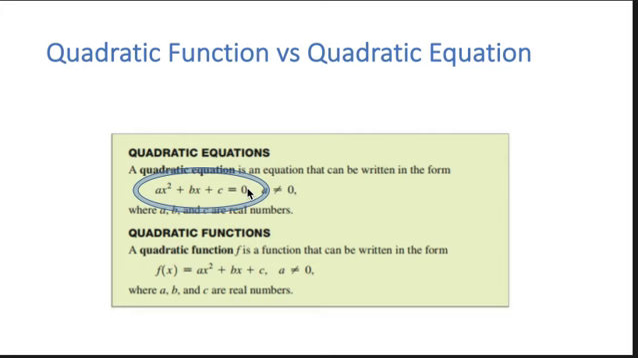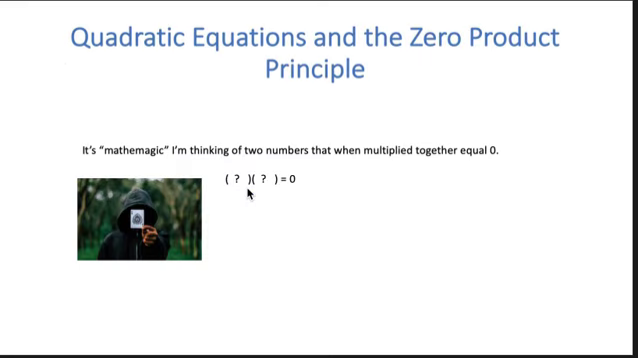The first thing we're going to do is talk about this zero product principle. So I use this word a lot because it reminds me of my son. My youngest used to say that I was a mathematician, and I like that. I'd like to be thought of as a mathematician. So it's kind of like math magic.